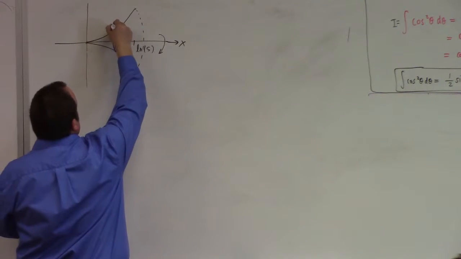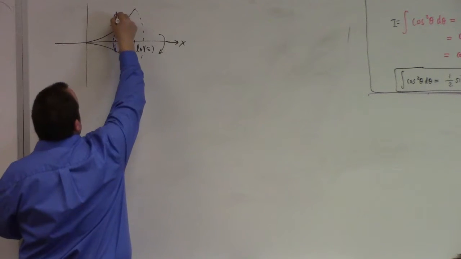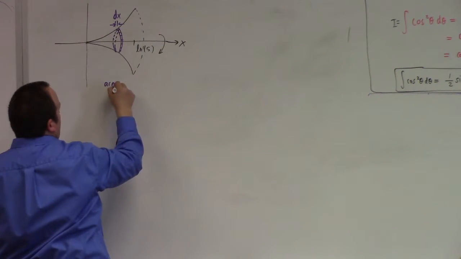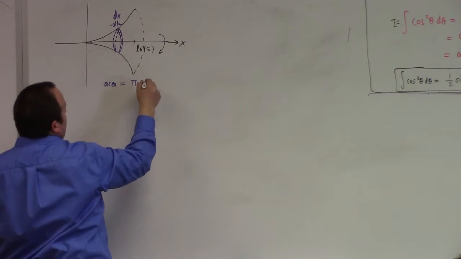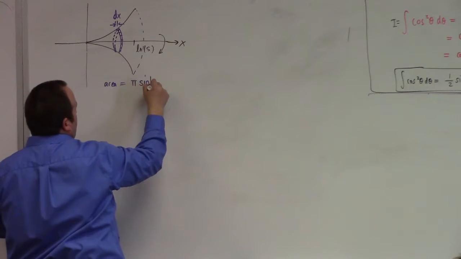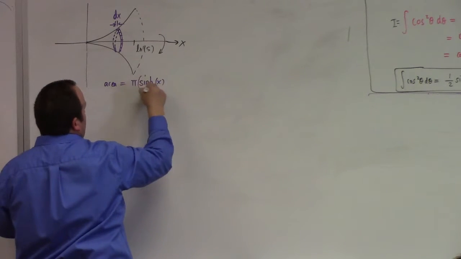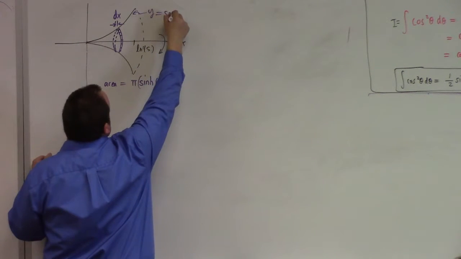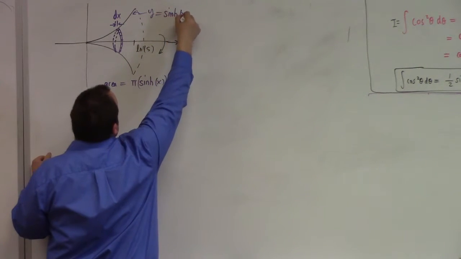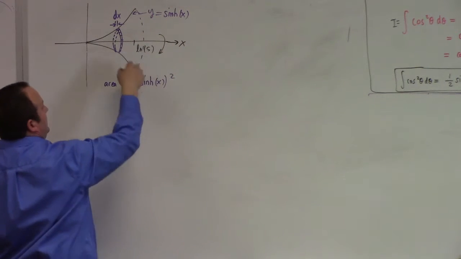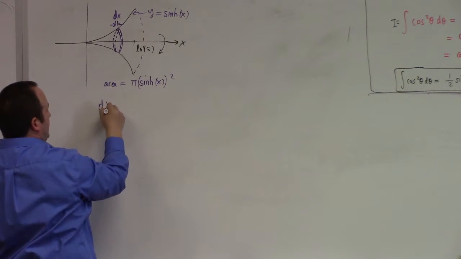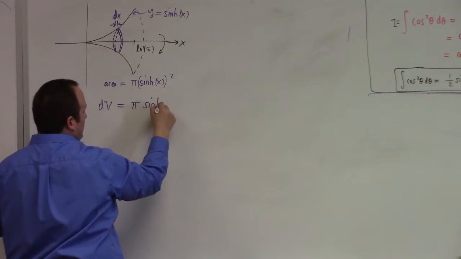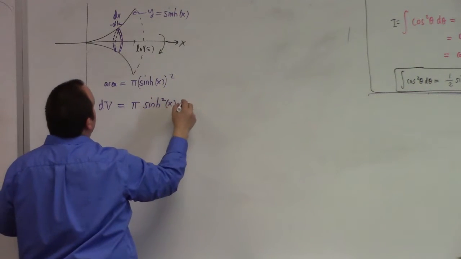And so the thickness of the disk would be dx, and the area of the disk would be pi times the hyperbolic sine of x quantity squared. See, because this is y equals sinh x, right? Okay, so if that's the area, that's the thickness, the infinitesimal volume from that little slice would be pi hyperbolic sine quantity squared times dx.